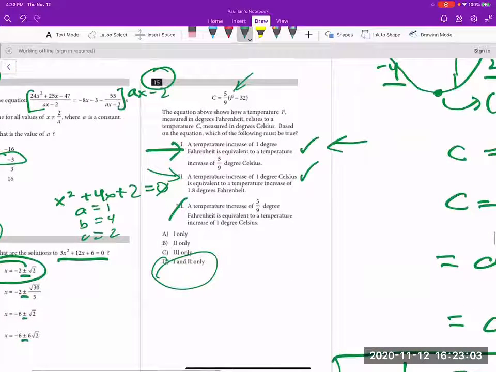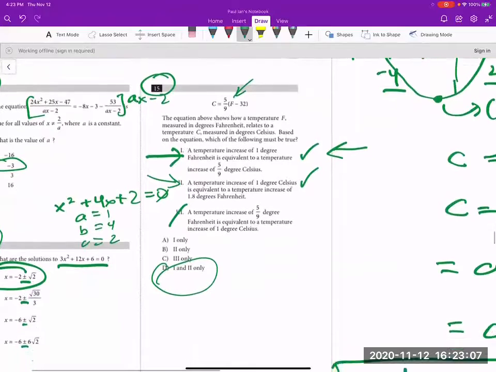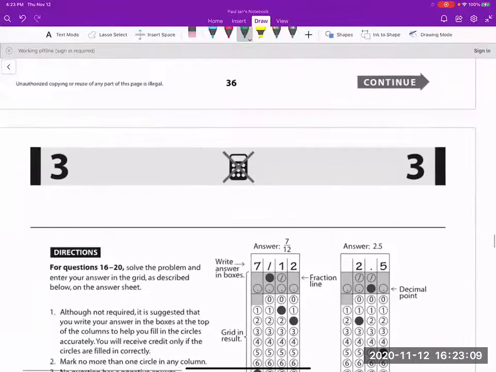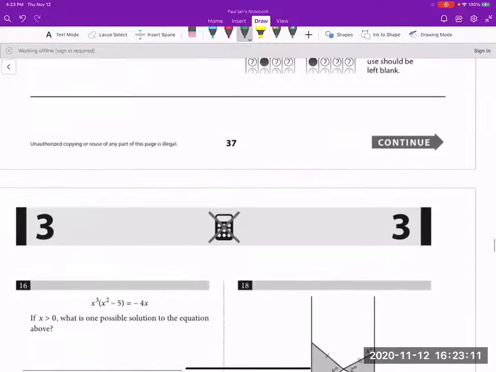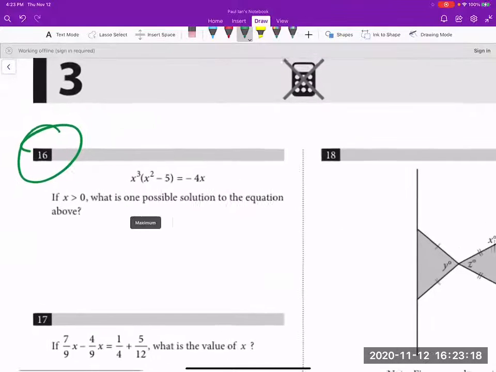For those ones, this one isn't that bad. I think the other one was harder because you could just plug in and figure it out. All right. Let's see if we can finish this. So 16. Now we're in the fill-ins.